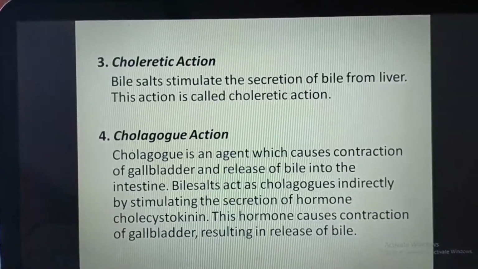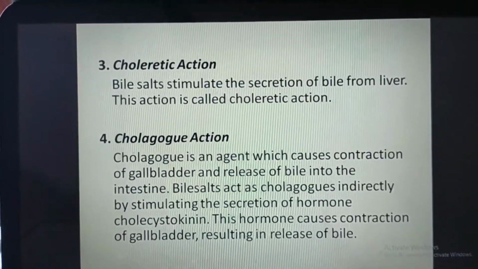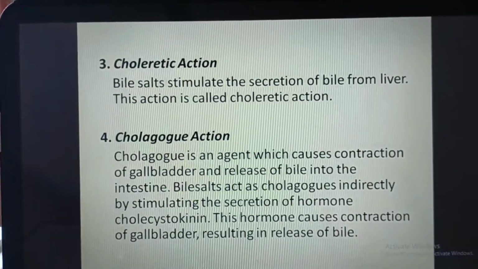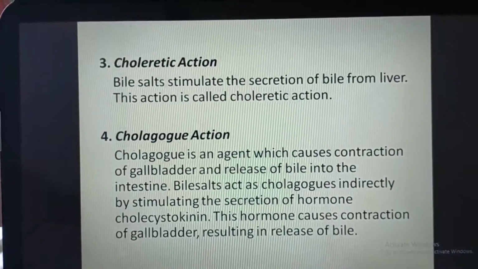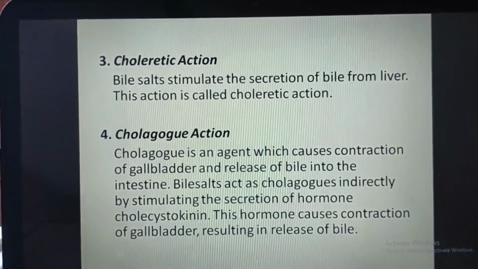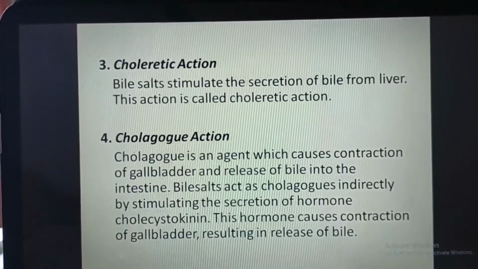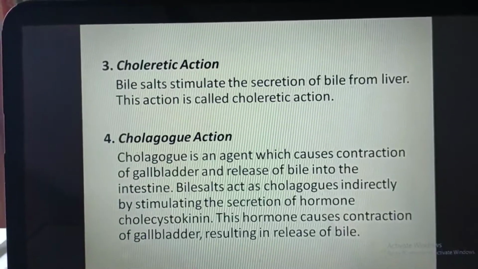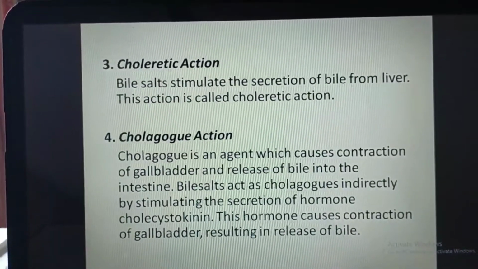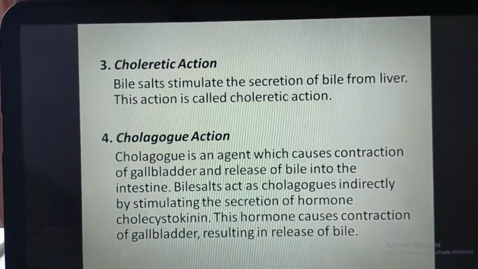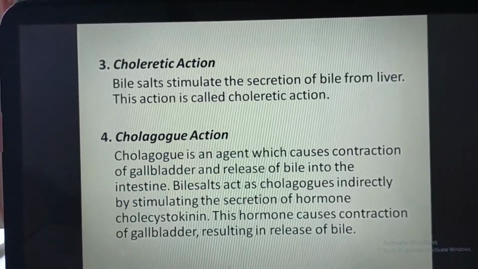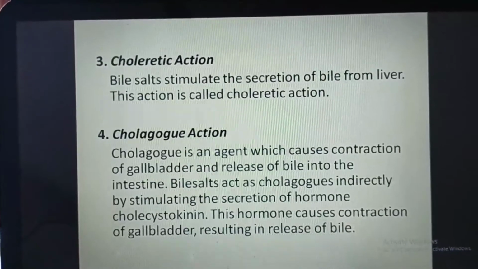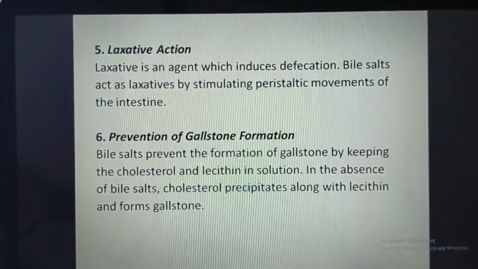Another function is the cholagogue action. Cholagogue is an agent which causes contraction of the gallbladder and release of bile into the intestine. Bile salts act as cholagogues indirectly by stimulating the secretion of hormone cholecystokinin. This hormone causes contraction of gallbladder, resulting in release of bile.